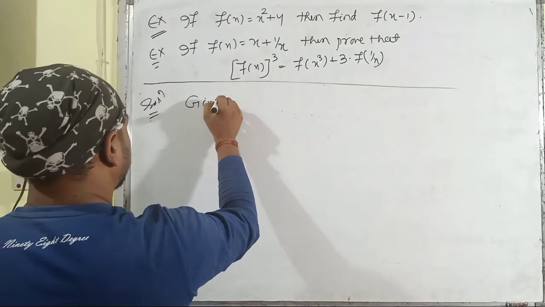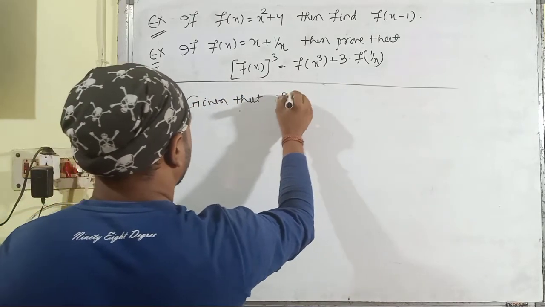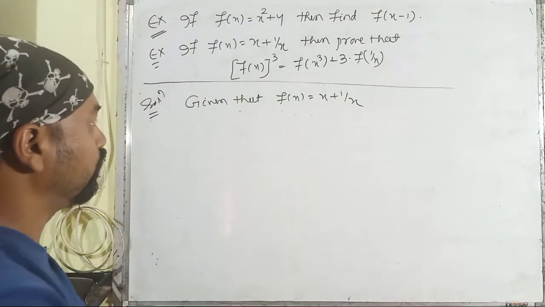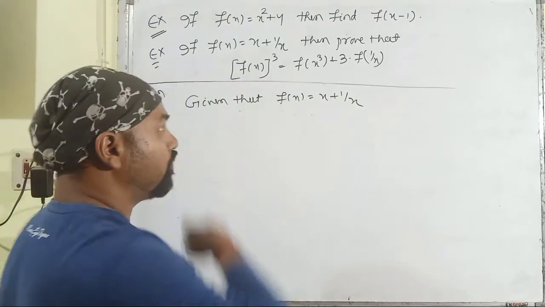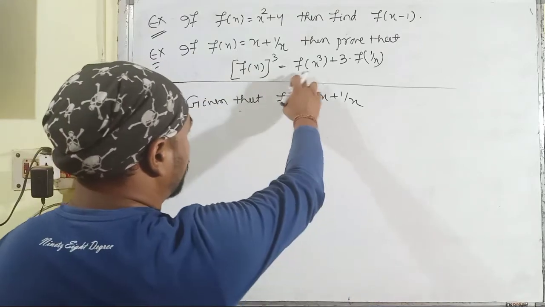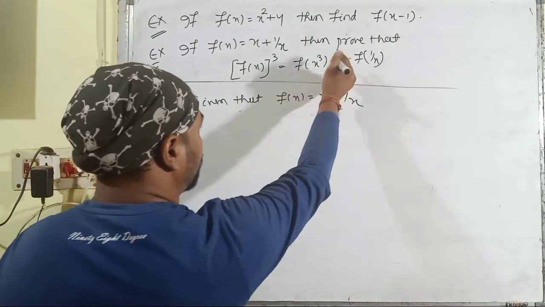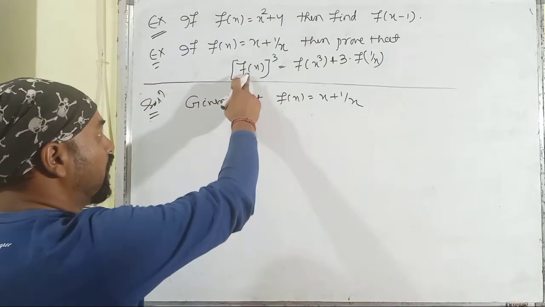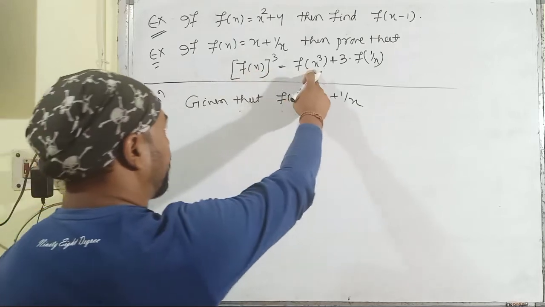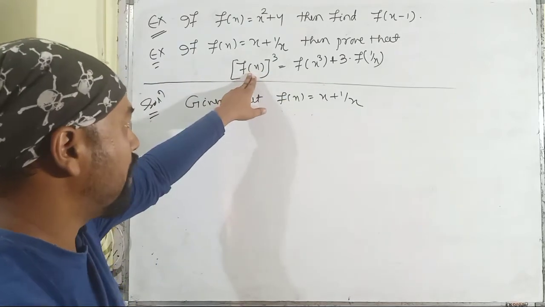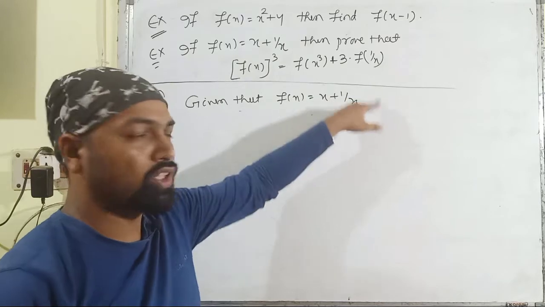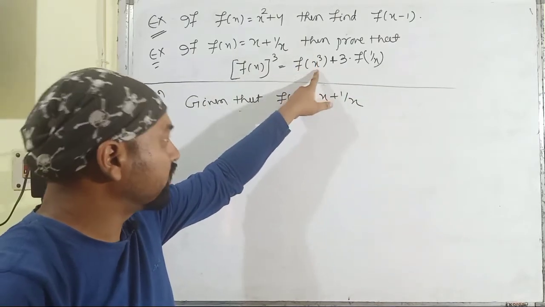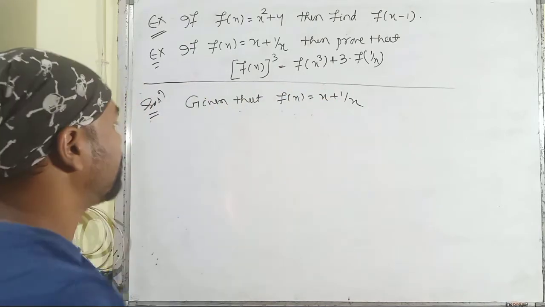Given that f of x is equal to x plus 1 by x, we have to prove that the whole cube of f of x is equal to f of x cube plus 3 multiplied with f of 1 by x. There is a difference between whole cube of f of x and f of x cube. Whole cube of f of x means we have to find the cube of x plus 1 by x. But f of x cube means we have to substitute x cube in place of x.